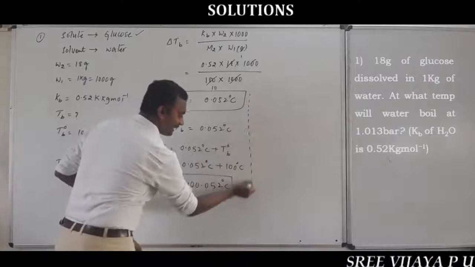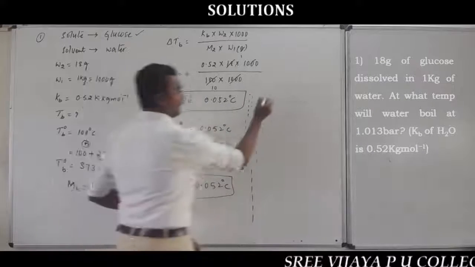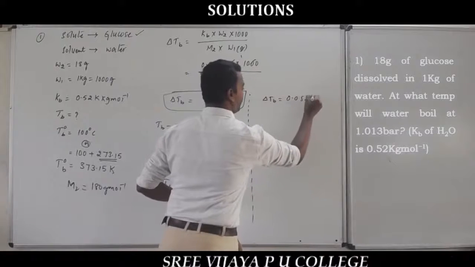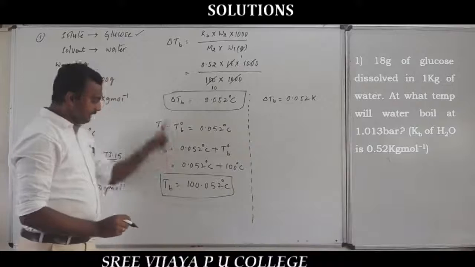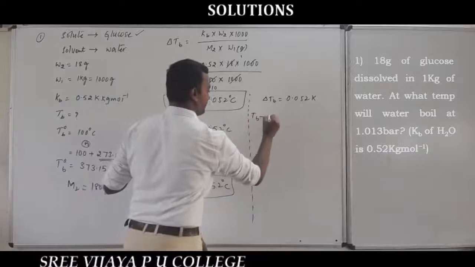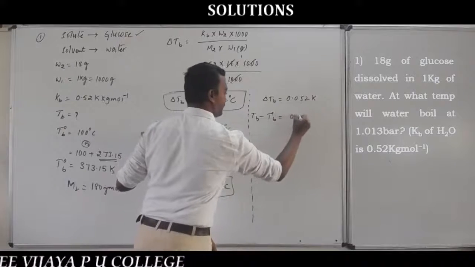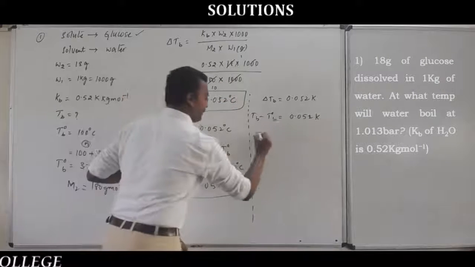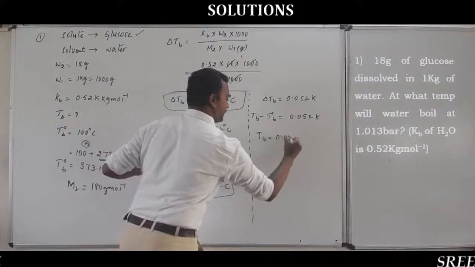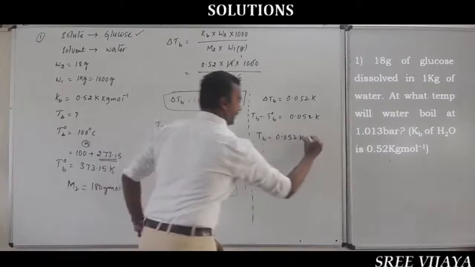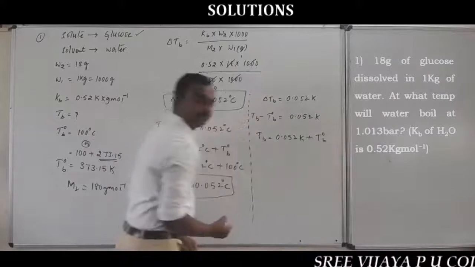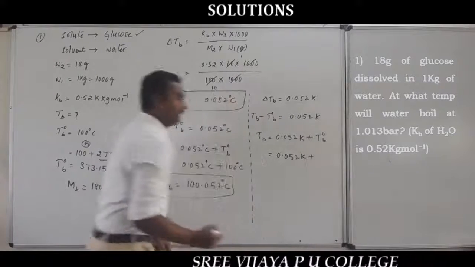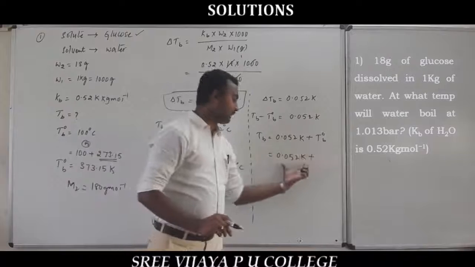Sometimes if you are confused and want to take Kelvin, if you take delta T_B equal to 0.052 Kelvin, the calculation is the same: T_B minus T naught B is equal to 0.052 Kelvin. So T_B you have to calculate, which is 0.052 Kelvin plus T naught B. Now, in Kelvin, what should T naught B be? That should be in Kelvin here.